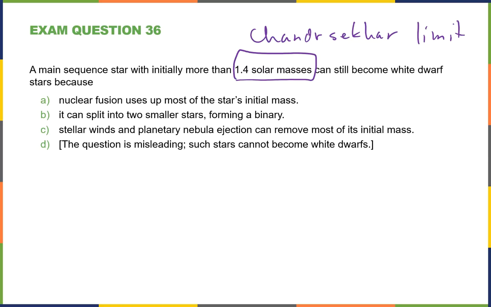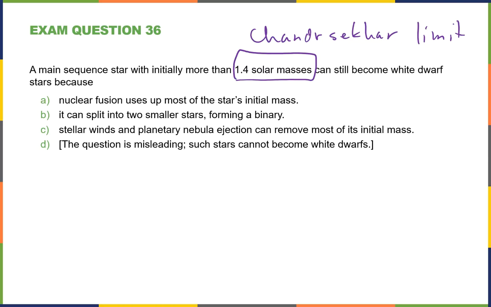Okay, so 1.4 solar masses is the limit for how much mass you can have in a white dwarf. Anything more, it's going to crush the electron degeneracy that's holding it up. So we have a main sequence star initially with more than that that can still become a white dwarf. So it can become something with less mass than that. The question is how? How can you start with more mass and end with less mass? Stellar winds and planetary nebulae ejection can remove most of its initial mass.